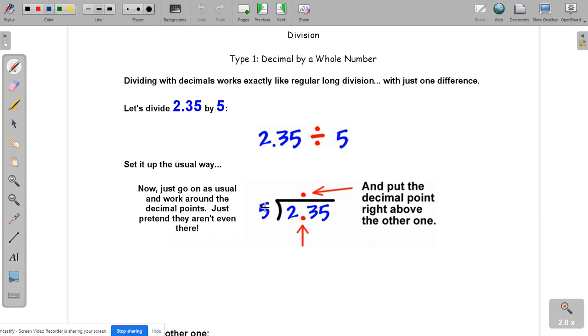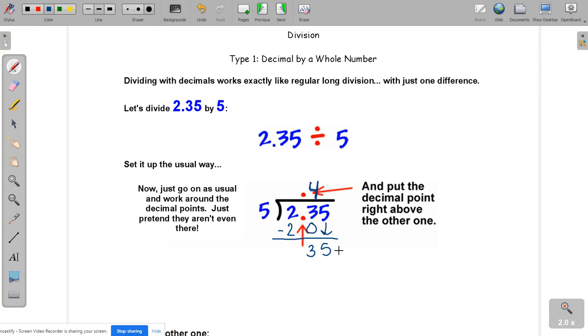So how many times does 5 go into 2? And it doesn't. So then we take 5 into 23. And 5 goes into 23 4 times. Then we multiply. 4 times 5 is 20. Subtract, and we get 3. Then we bring down our 5 and do the process all over again.